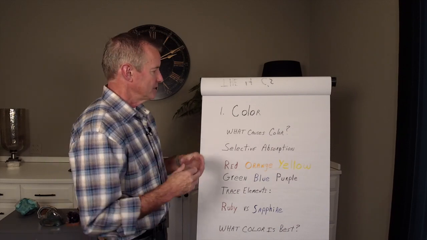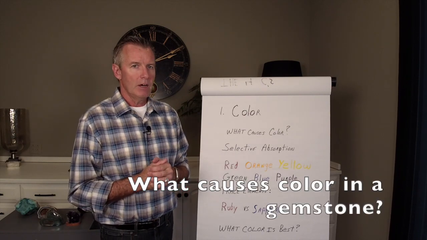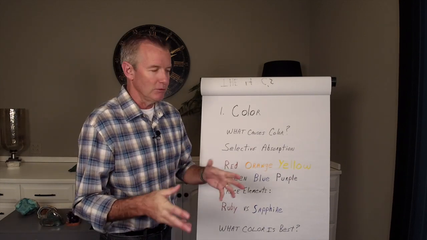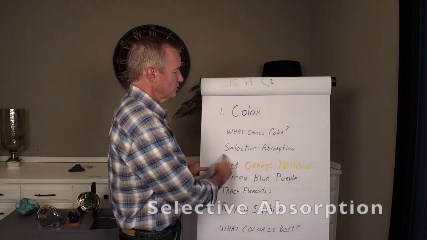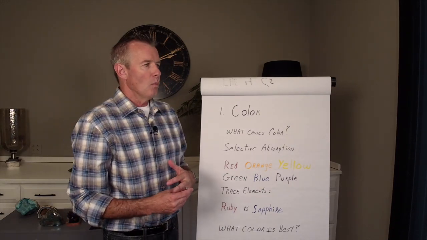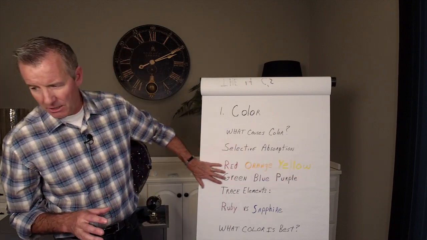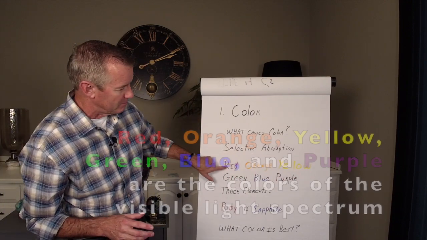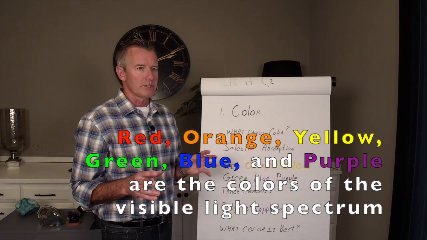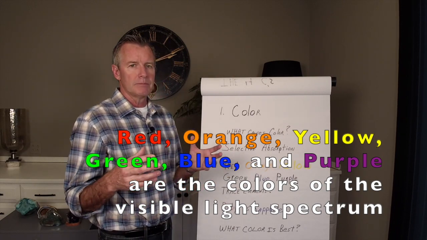Color. So the obvious question becomes, what causes color in a gemstone? Now, I don't want to be very clinical with you because that can be really, really boring. But basically, it's something called selective absorption. And the way I'm going to describe it, I'm going to very, very much simplify it. You see that I've written these colors in color on here. It's probably too light. This is red, orange, yellow, green, blue, and purple. Those of you that are familiar with those colors, if you see a rainbow, those are the colors of the visible spectrum of white light.